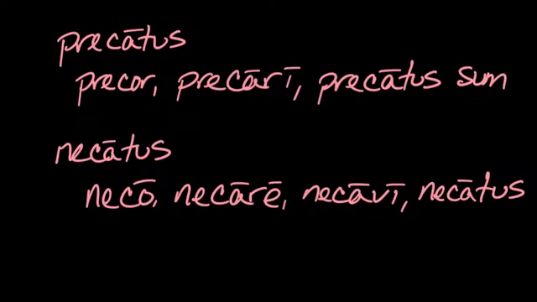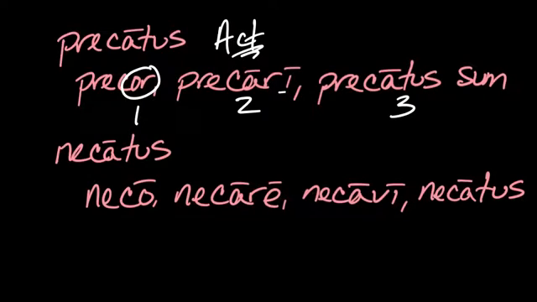Here we have precatus. Okay, we're going to look it up in the dictionary, and when we do, we'll see we have precor, precari, precatus sum. Okay, is this a normal verb or a deponent one? Oh, look. O-R, I, 1, 2, 3 parts. This is deponent. Precor means to pray. So since it's deponent, we've got a perfect active participle here, which is having prayed.